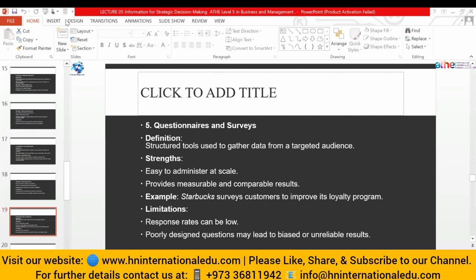Limitations: response rates can be low. Why? Because not everyone is interested in filling out the questionnaires and surveys. Few people just skip. Poorly designed questions may lead to biased or unreliable results. Whenever we are planning to make the questions for the questionnaires and surveys, we need to be very careful. You cannot just make the questions boring and long. They should be short and to the point.